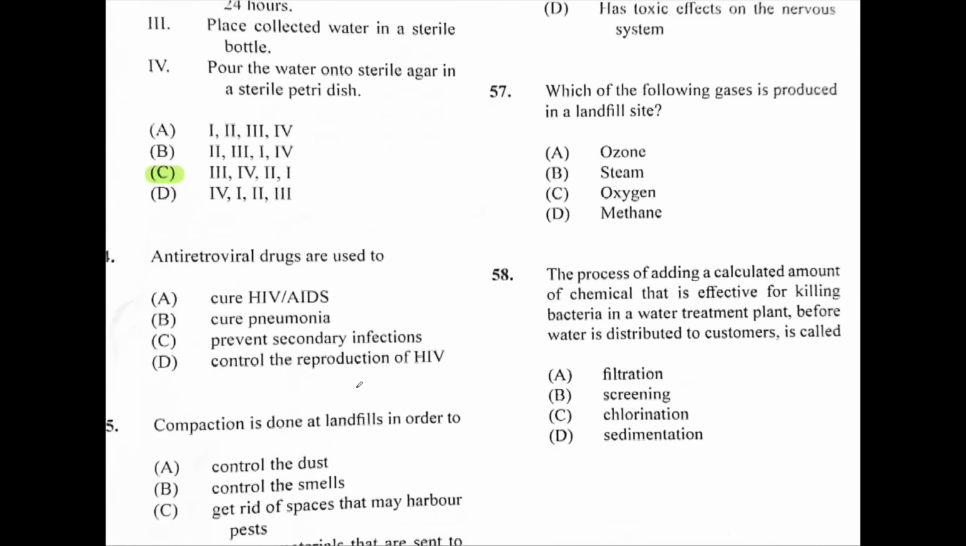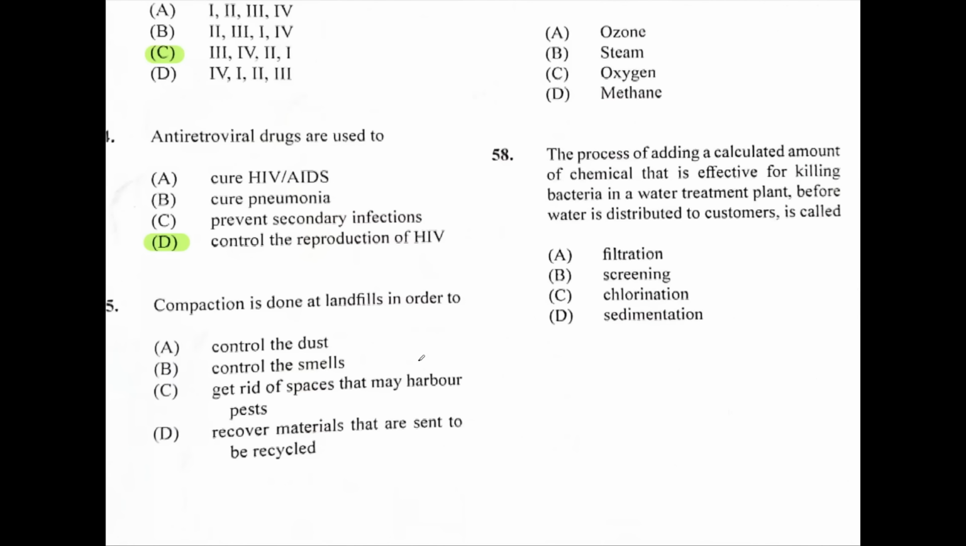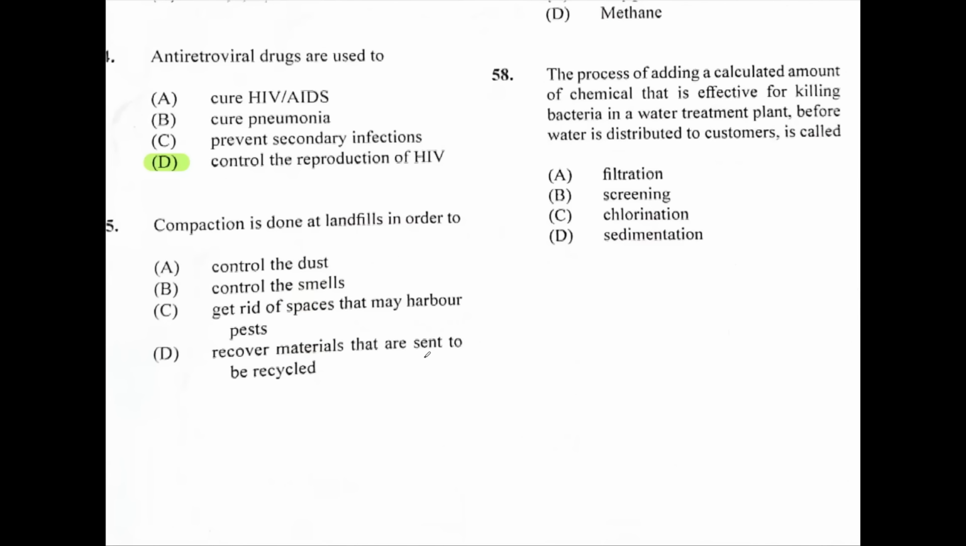So on to 54. Antiretroviral drugs are used to, can we cure HIV/AIDS? Not presently, but they control the reproduction of HIV. So 54 is D. Question 55. Compaction is done at landfills in order to get rid of spaces that may harbor pests.